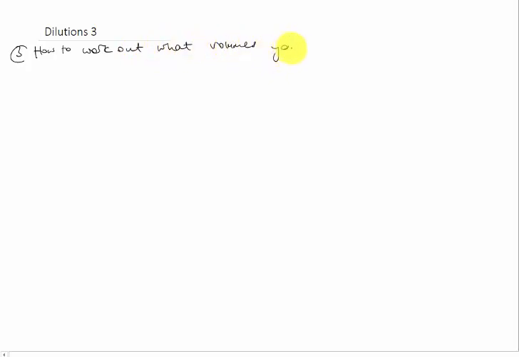And here I'd like to carry on with a third thing to do with dilutions, and that is how to work out what volumes you need to mix to give your desired concentration.